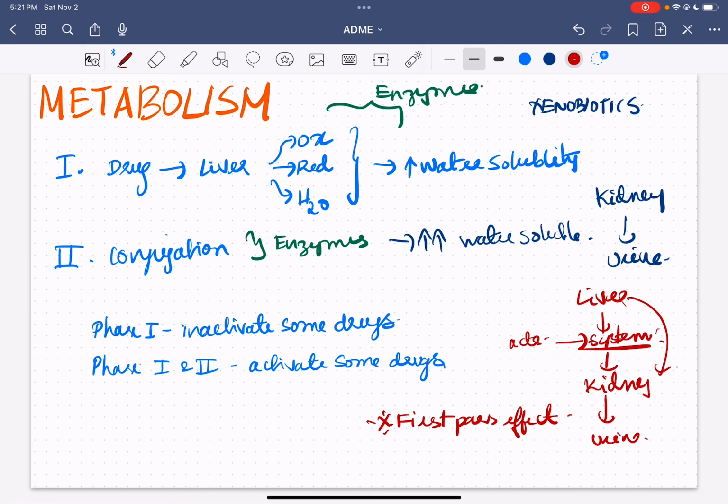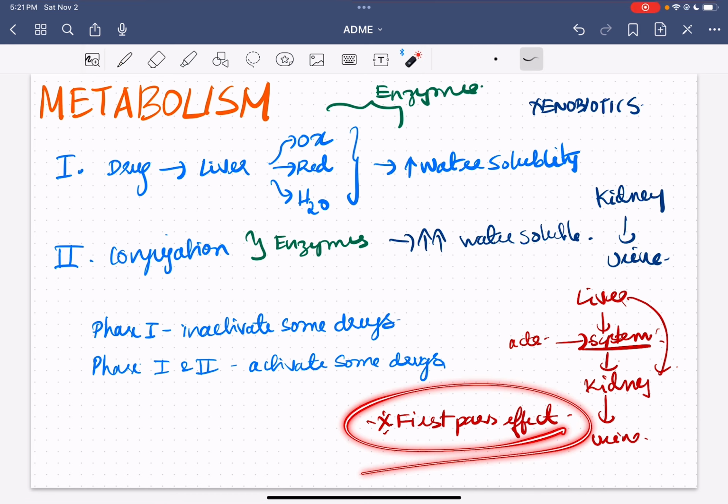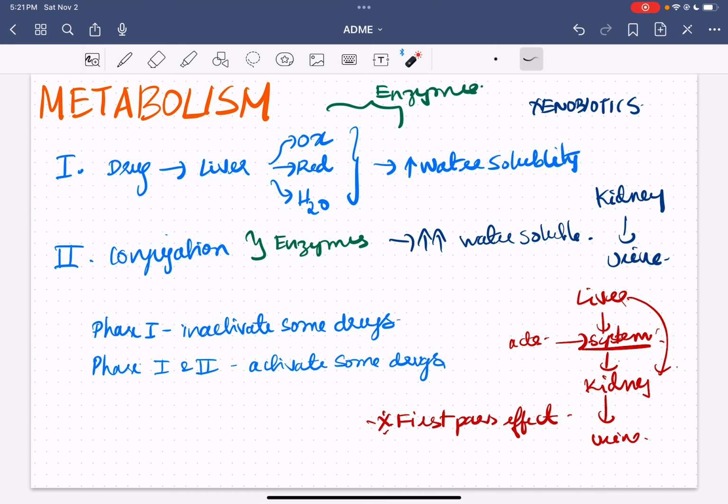Okay, now this is a good time to talk about the first pass effect. Now remember, as I told, the first pass effect is for drugs that are taken orally. So the oral drugs go through the GIT, then to the liver, and then to the systemic circulation, right? So they have a higher chance of going through phase 1 and phase 2 reactions. Whereas when you take IV drugs, they directly enter the systemic circulation, hence they do not go through all these phase 1 and phase 2 reactions.